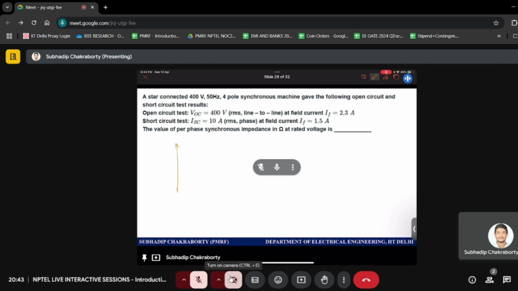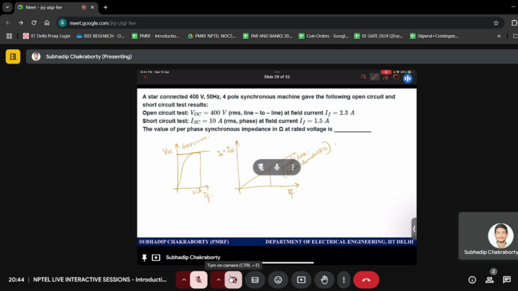So I think you remember the curves for OC and SC test. This is the field current. So this is a straight line, right? This is linear characteristics. So what they are telling is that open circuit voltage we get at 2.3 maybe amps field current, we get 400 volt line to line RMS.